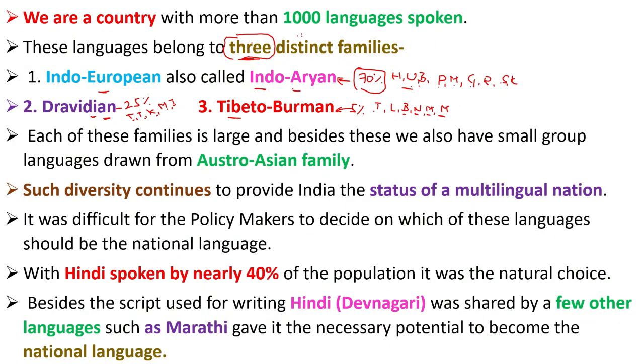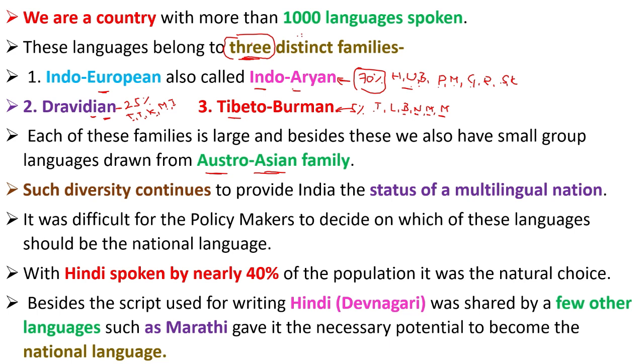And each of these families is large, and besides these, we also have a small group of languages drawn from the Austro-Asiatic family. So this point is also very, very important. So what is the Austro-Asiatic family here? This is also called Austro-Asiatic or Andamanese and Indo-Pacific.